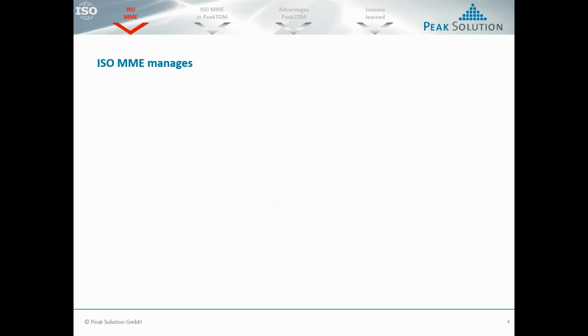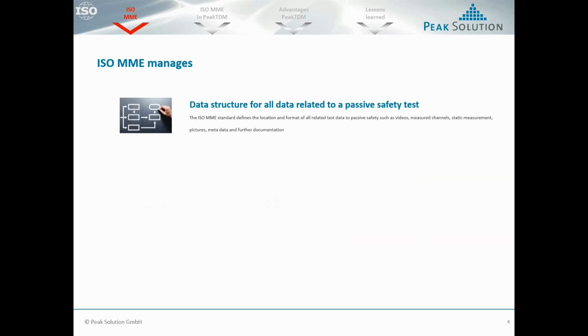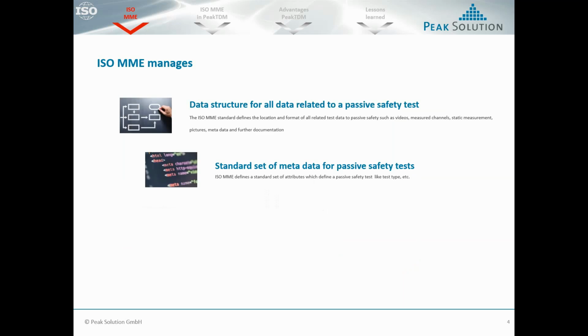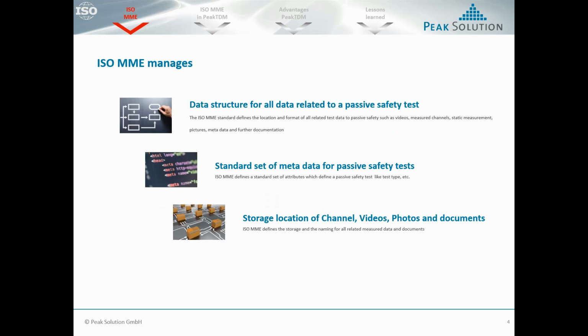Let's have a slightly more detailed look at what ISO MME manages. As has been said, it provides us with a clear structure for all data items inside a test package. Additionally, it describes a set of attributes which can be used to describe a test, for example an attribute to define a test type. For different test items, it defines the name and location inside the data exchange packages, such as folders for videos, photographs, or for recorded channels.